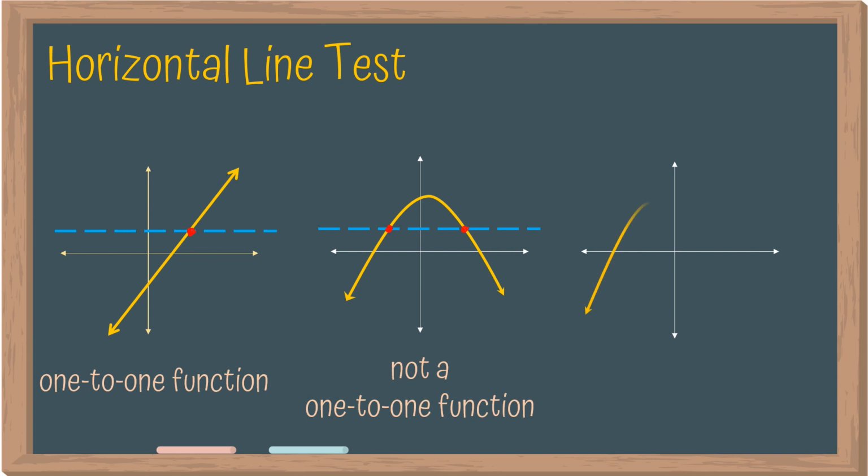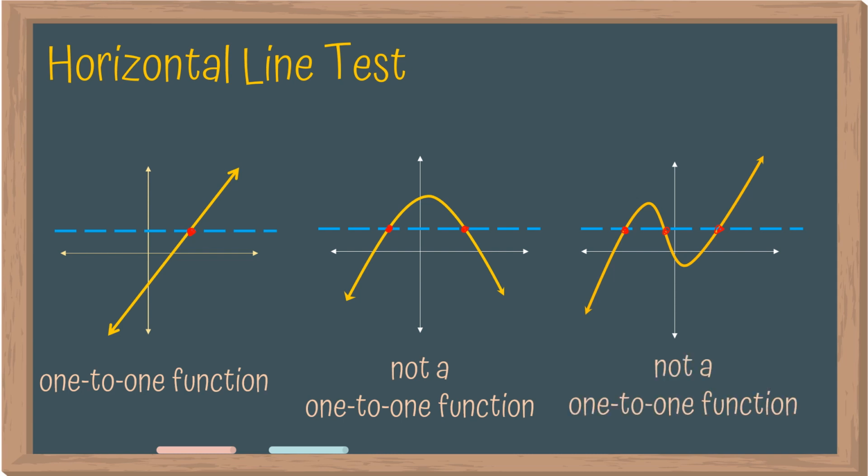And last one, we have here a curve. Again, if we're going to draw a horizontal line across the graph, we can see that the horizontal line intersected the graph at 3 points. Thus, this is not a one-to-one function.